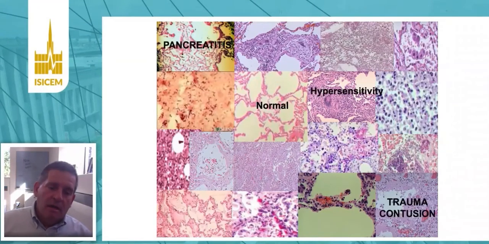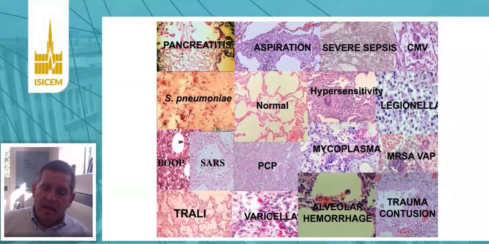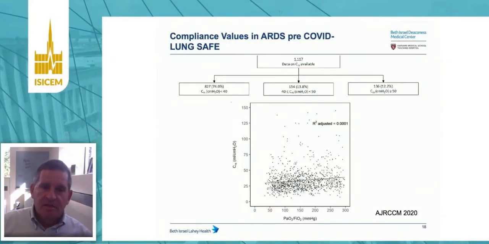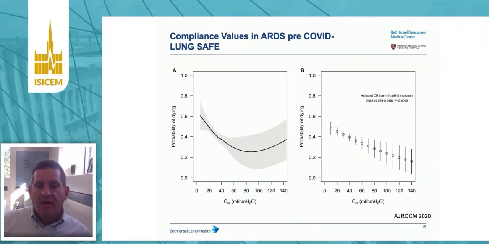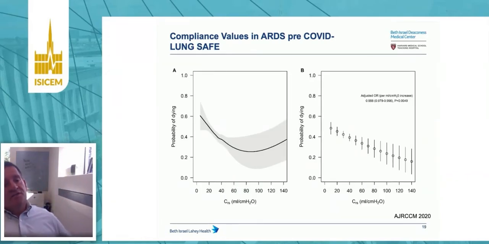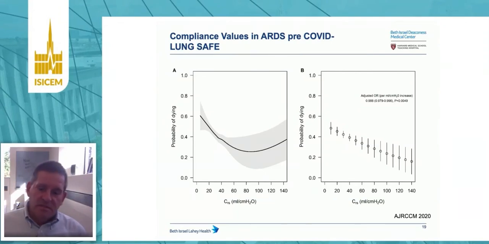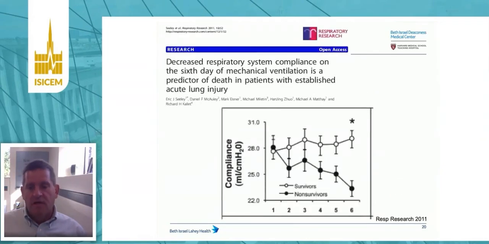Now, in the big picture, we should remember that ARDS is a syndrome with multiple entities. And even prior to COVID-19, we could see that compliance and oxygenation were not really related in ARDS patients. You could have a high compliance and very low oxygenation, and the opposite. And we know that compliance values are related to outcome. So here you can see in this recently published paper from LungSafe, the probability of dying increases as compliance is lower. This is an old lesson published 10 years ago, showing that non-survivors had lower compliances over their stay.